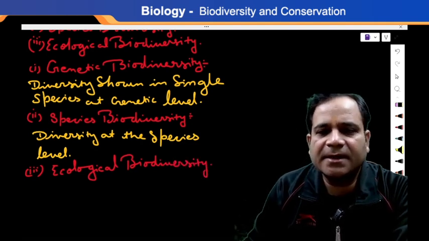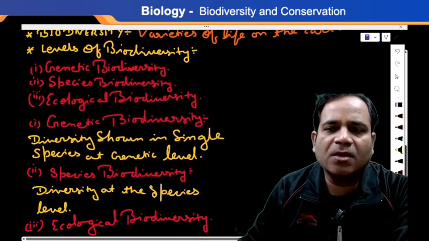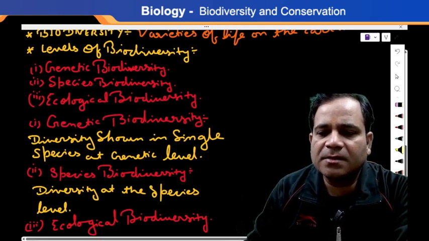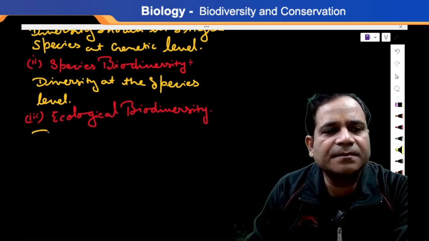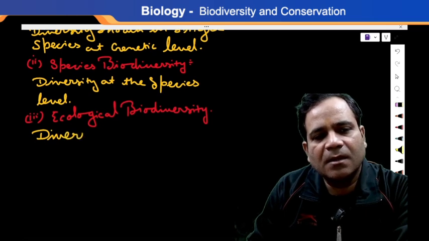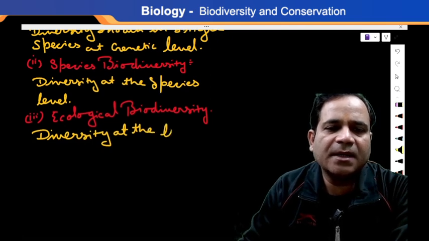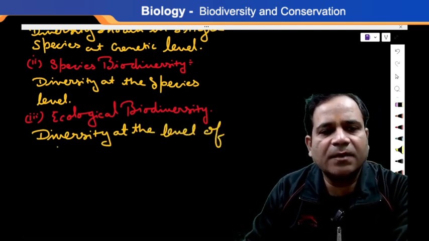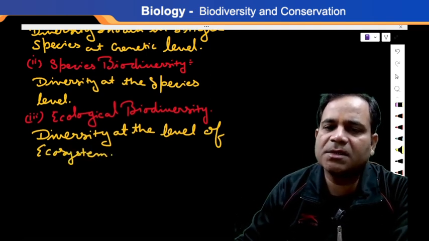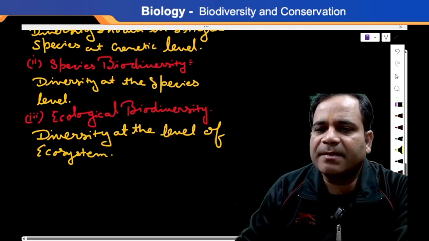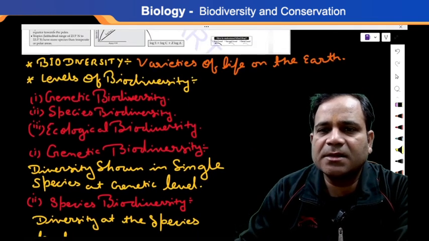So if the diversity is at the level of ecosystem, then it is known as ecological biodiversity. Diversity at the level of ecosystem. You know the ecosystem? Yes, the biotic and abiotic components together constituting our surroundings are known as the ecosystem, right?